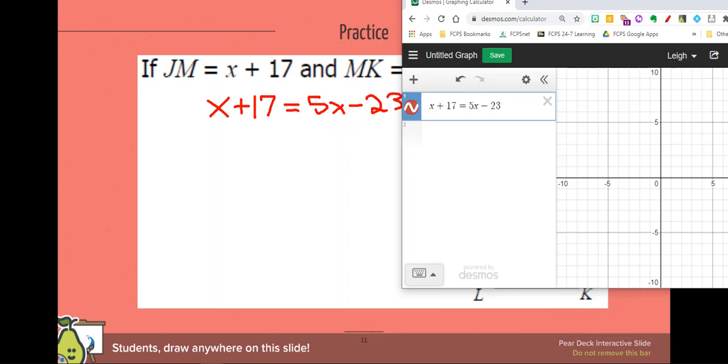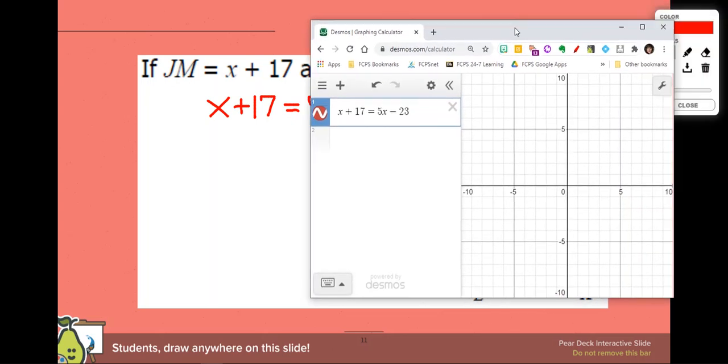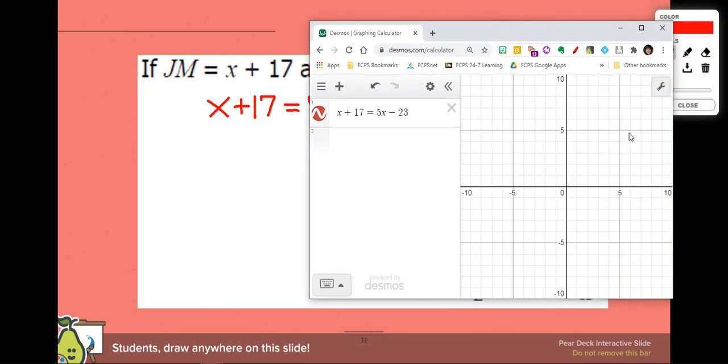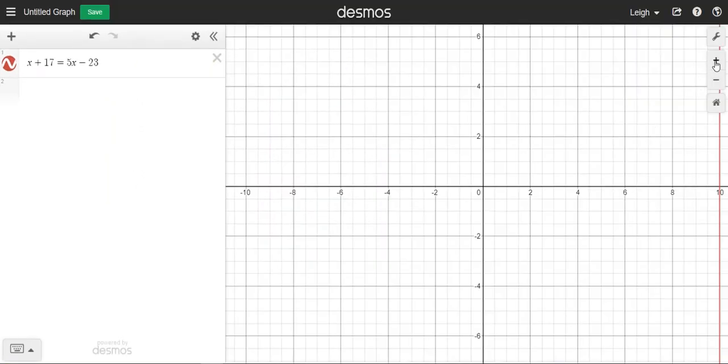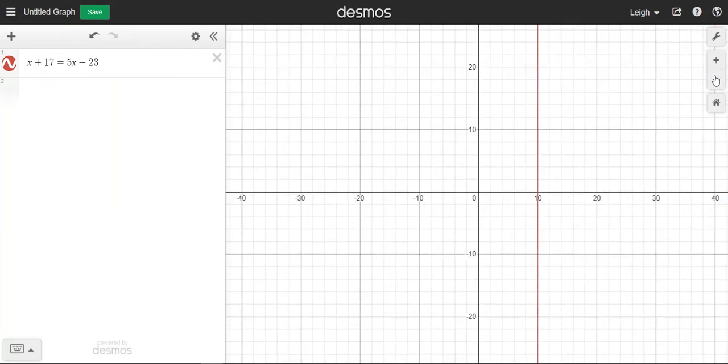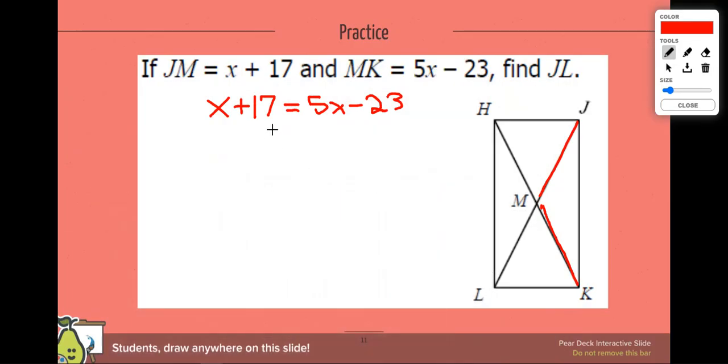And by the powers of Desmos and some scrolling out, we find that x is equal to 10. Okay, so x equals 10. All right, so now that I know that x is equal to 10, we need JL.